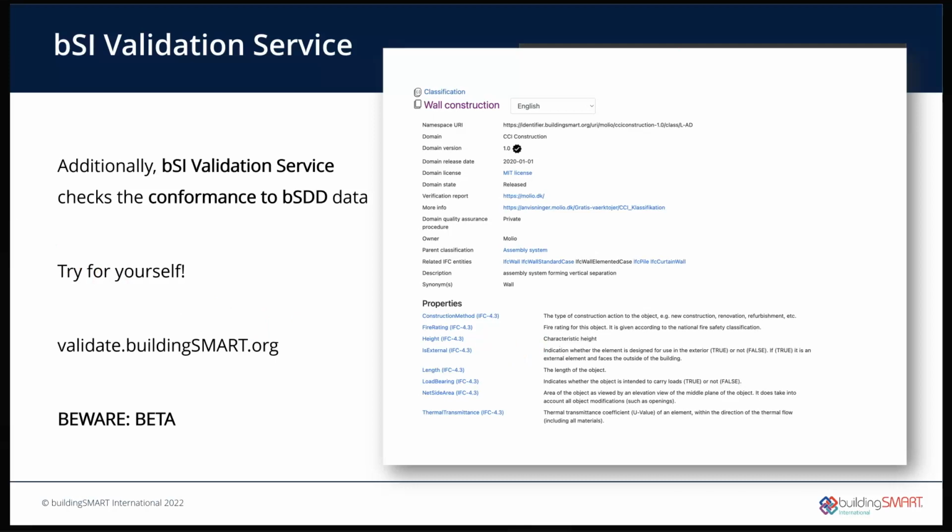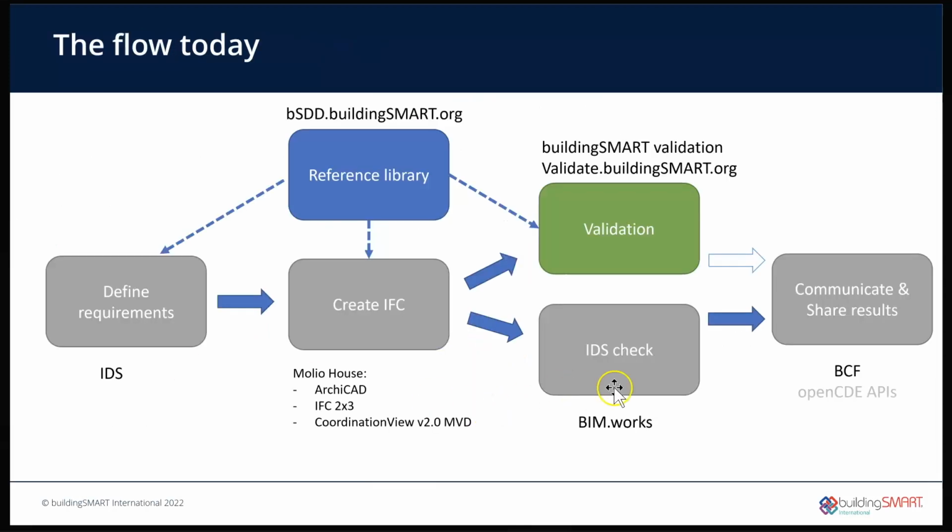But of course, as you saw as well, we also have this IDS check. And in the example that we have now, for example, it checks if spaces have the accessibility property. This is also published in the buildingSMART Data Dictionary, but it's also defined in the IDS as required for this project in this phase for this transaction. So there's two kinds of checks.